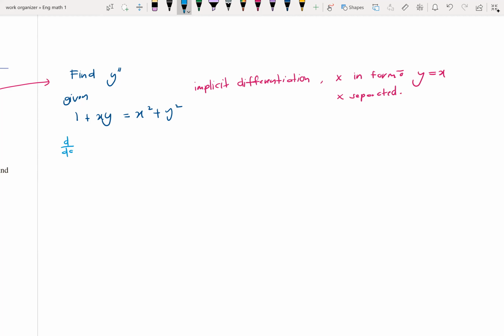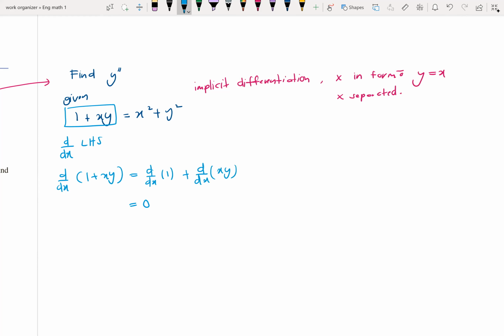Differentiate the left hand side. It will become d over dx of 1 plus xy. d dx of 1, this is the linearity property, and the derivative of 1 is 0.